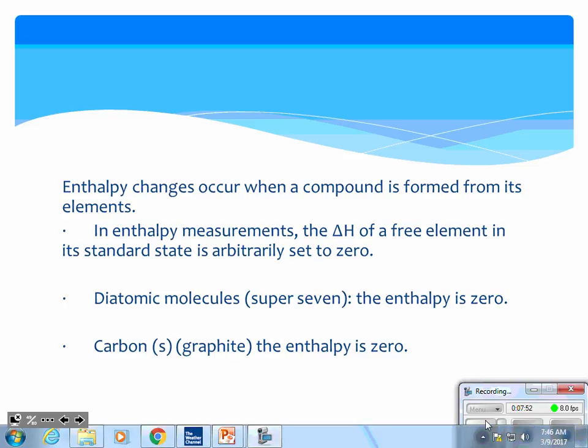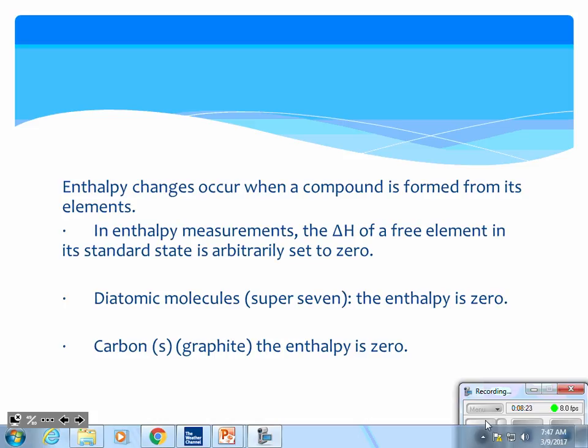Enthalpy changes occur when a compound is formed from its elements. Okay, we have a simple combination reaction. The enthalpy measurements use free elements at a standard state of 0. So we arbitrarily set all free elements at the standard state as 0.